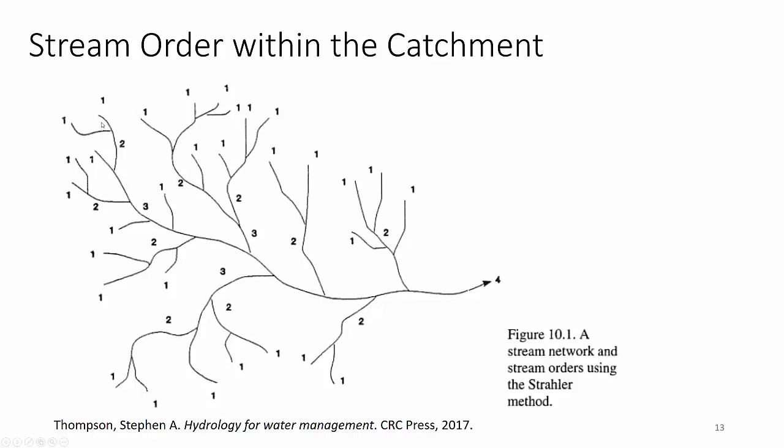So first orders converge to become second orders, second orders converge with other second orders to become third order. Third orders converge with other third order streams to become fourth order at this point, all the way down. And you can imagine then large continental stream networks, you can get 7th, 8th order streams, but after that it's a little hard to get much larger.